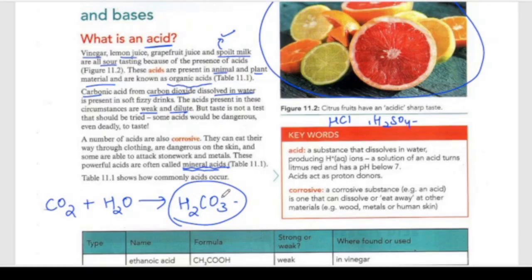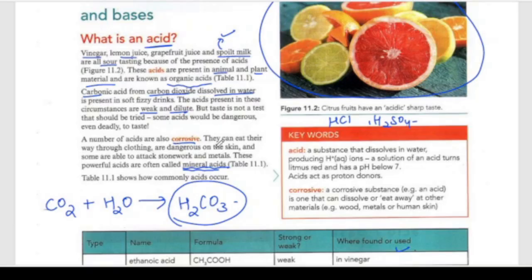You cannot taste it. Okay, and that's why they come under this category, mineral acids. Where can they be used? They are actually corrosive in nature. Uses we will see right now, but before that you can see they are also corrosive in nature.